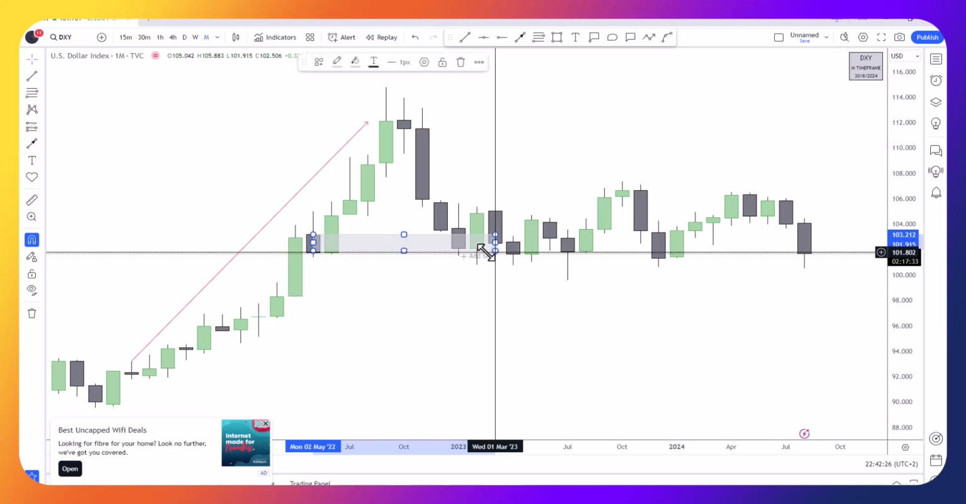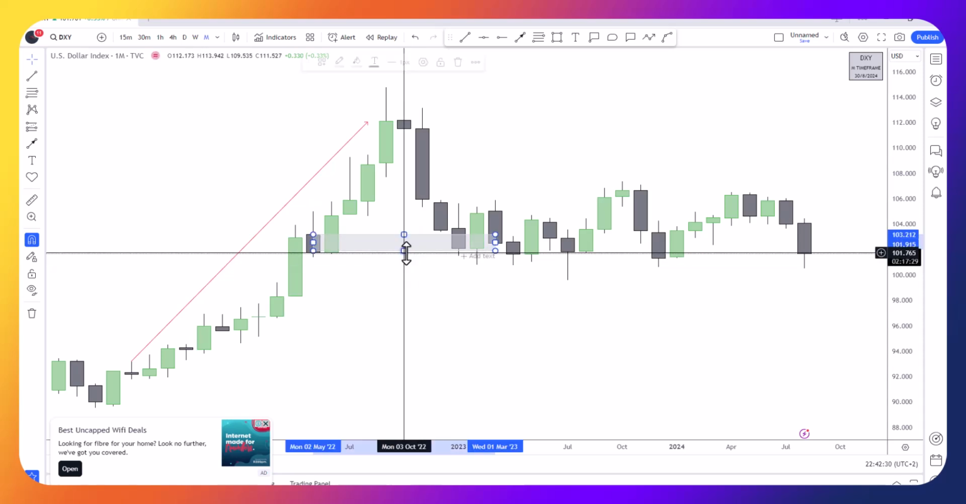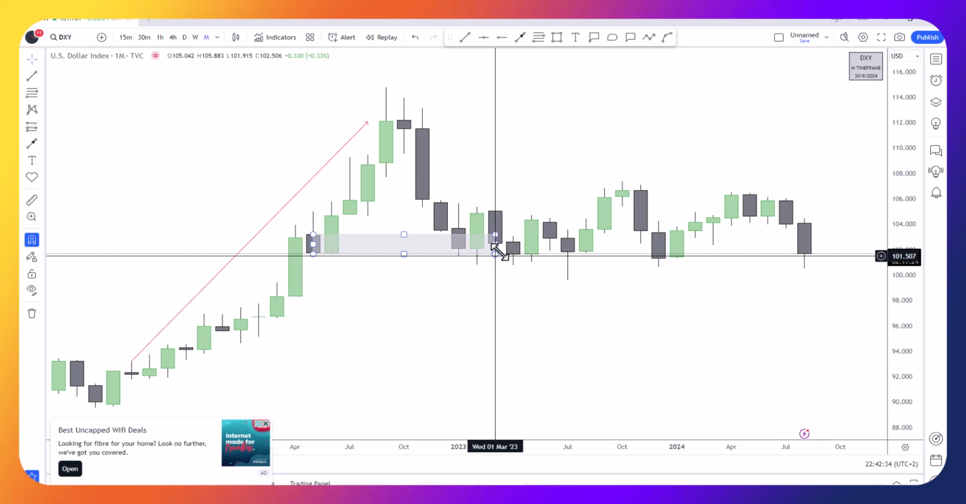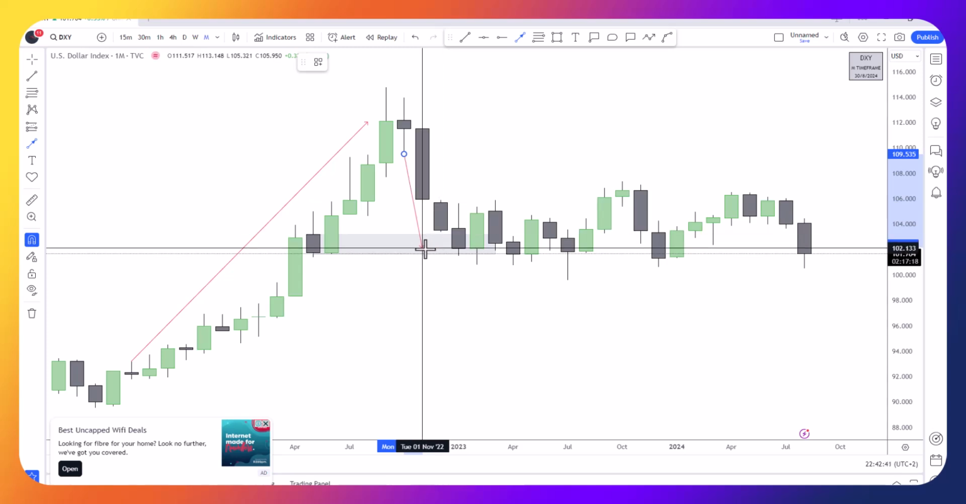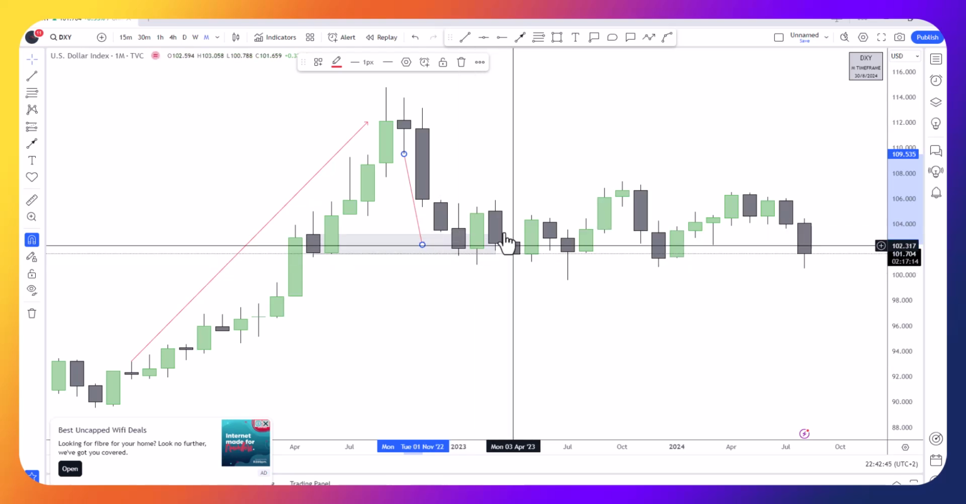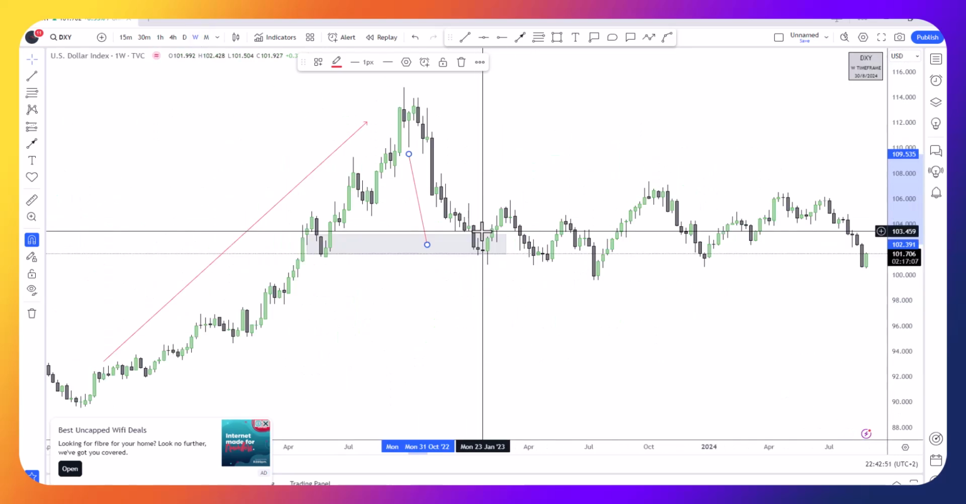So now if you look at this, I've just grabbed my rectangle tool and extended the rectangle all the way into the future. So you'll be anticipating for price to come back into this level here, preferably equilibrium. That's where you're going to be hunting for shorting opportunities. That is on the lower time frame. I'm on the monthly now. If I go to a weekly, you see what I'm talking about.